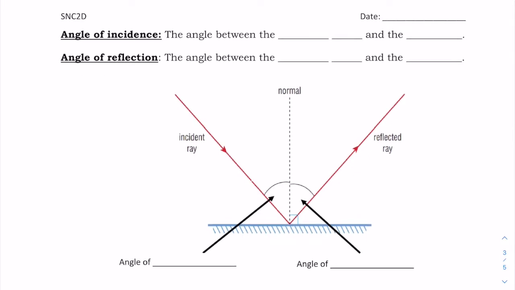We need to talk about some angles now. First off, we define the angle of incidence to be the angle between the incident ray and the normal.